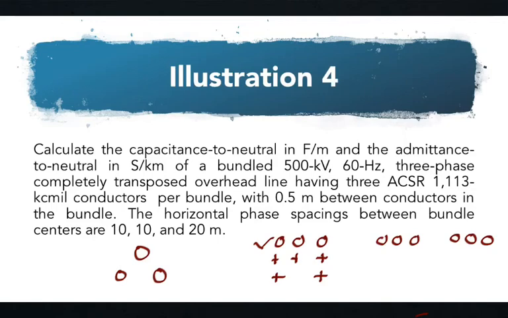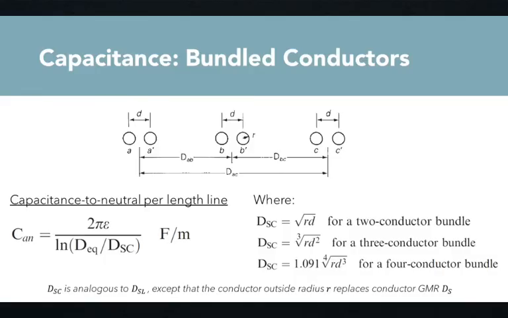And actually, in our derivation for inductance, our 3 conductor bundle is assumed to be like that. That's the configuration. So, do you think the DSC for a 3 conductor bundle will change if it is like this? What do you think? You might want to find out. Okay, so let's go back.